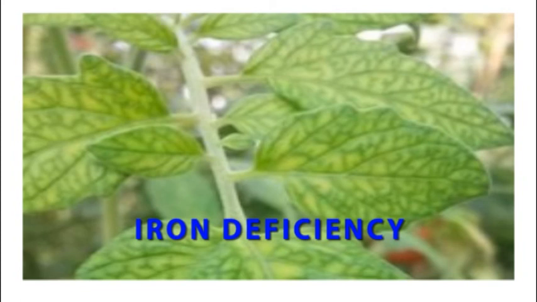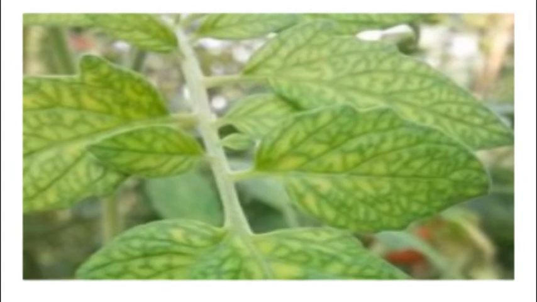Because iron has a low mobility, iron deficiency symptoms appear first on the youngest leaves. Iron deficiency is strongly associated with calcareous soils and anaerobic conditions.